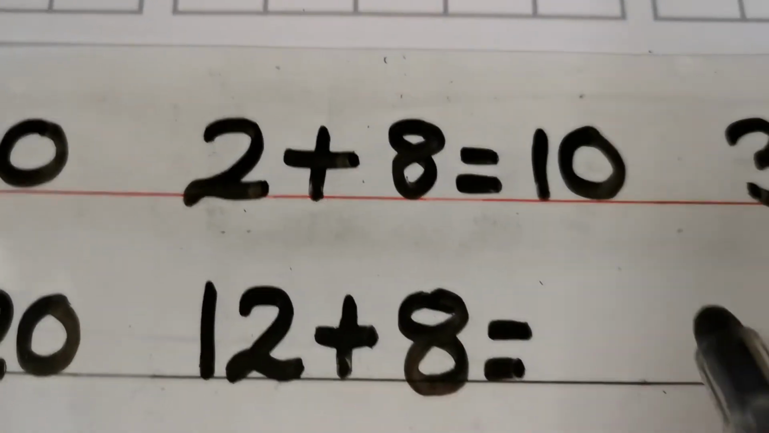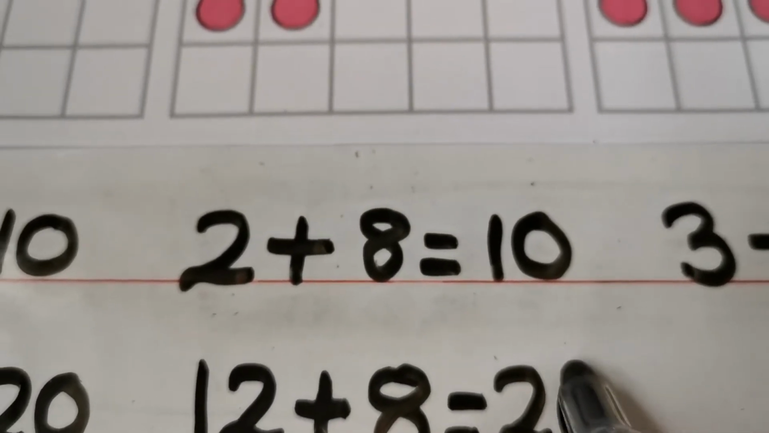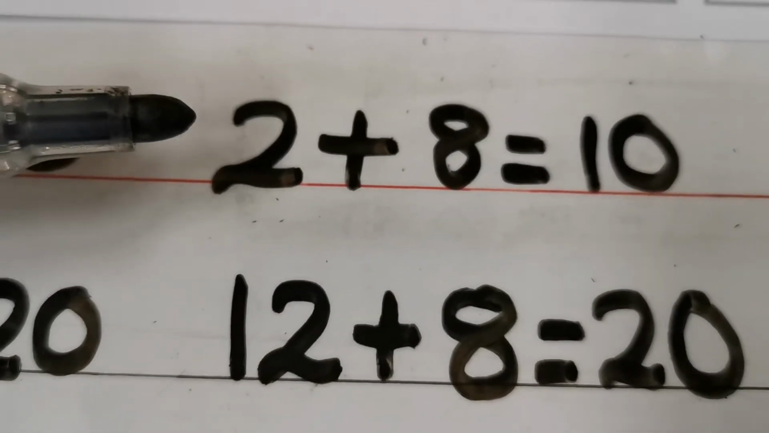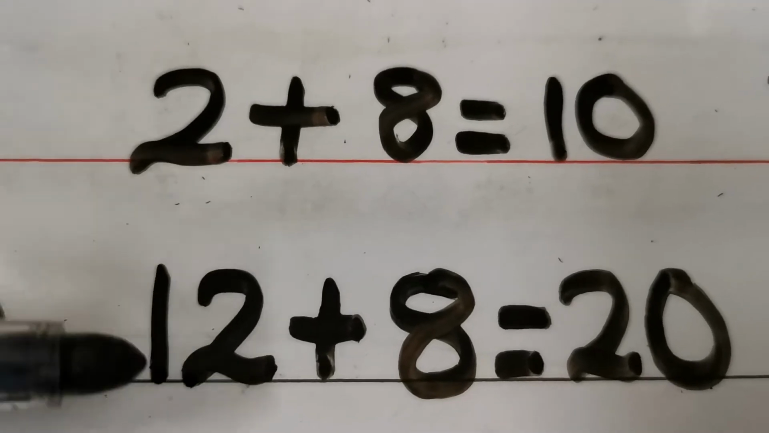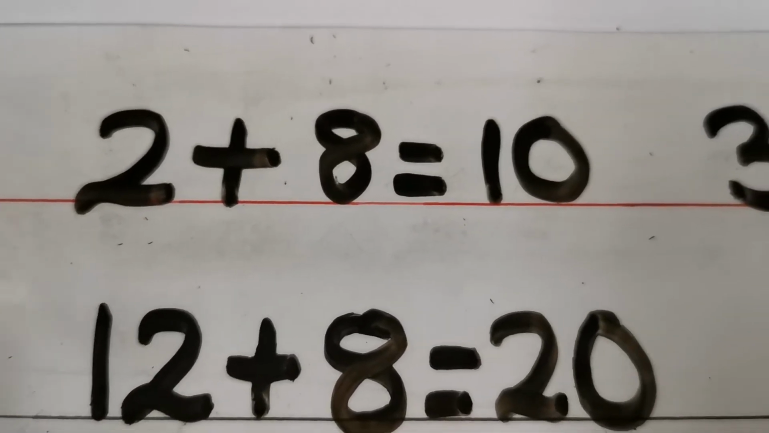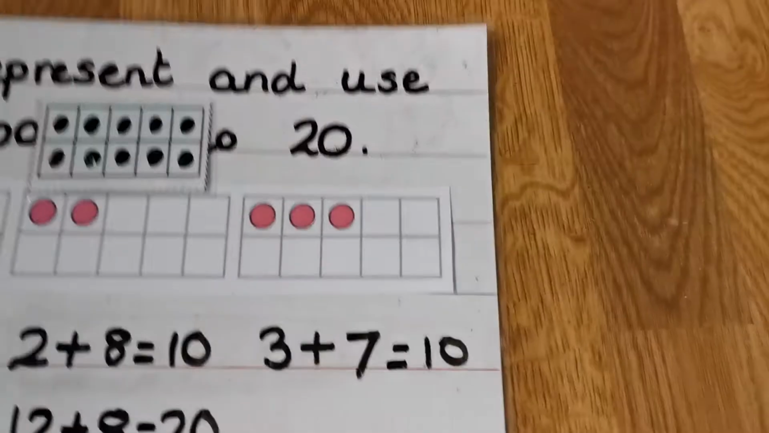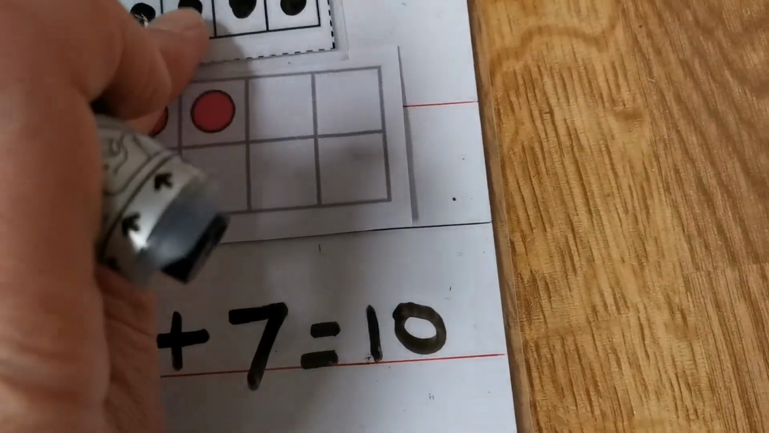12 add 8 equals, how many altogether? It's not 10 this time, it's 20. 12 add 8 equals 20. Look at the pattern. 2 add 8 equals 10. 12 add 8 equals 20. All I've done is add another 10 to that number sentence to make 20. We'll do this last one together and then you're going to have a go on your own, I hope.